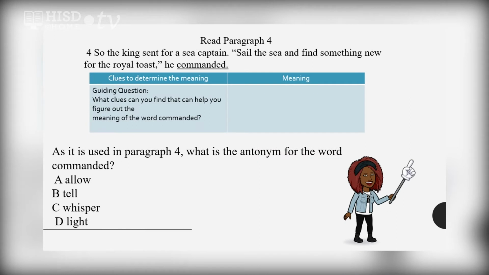Now you give it a try. I want you to read paragraph 4, then look for clues to determine the meaning of the word commanded. From there, create your own meaning or definition. Eliminate two answer choices, and then choose the best answer choice from your remaining two. Remember, an antonym is a word that is opposite. So we're looking for an antonym, a word that is opposite.